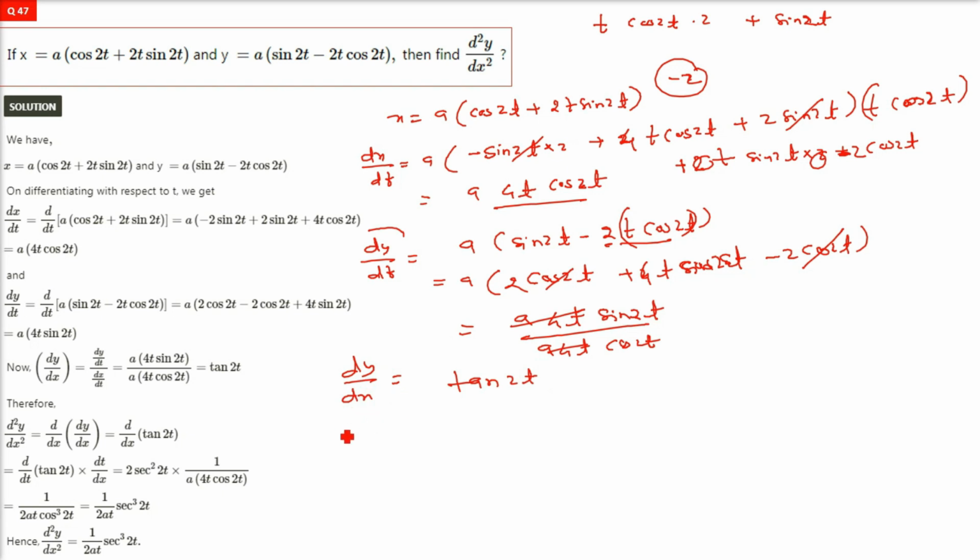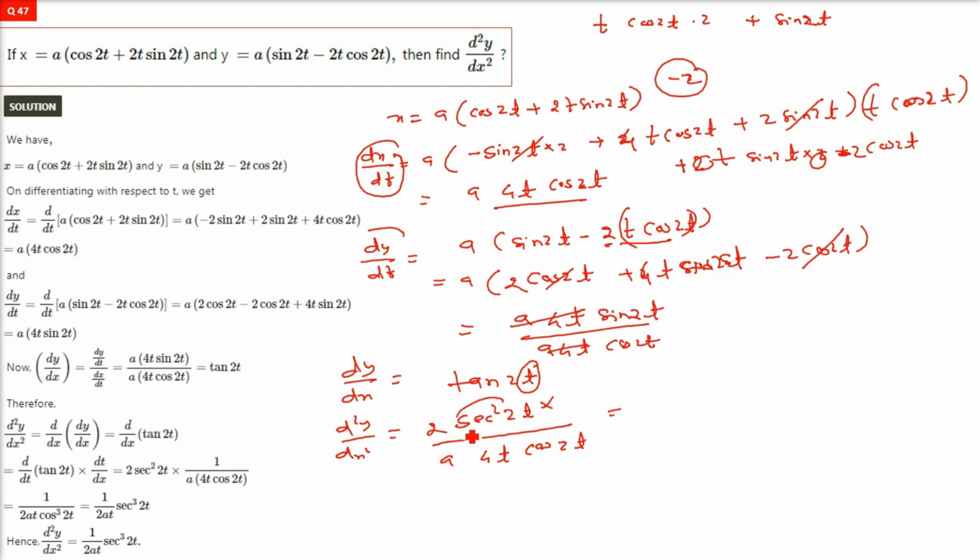Next one is d2y by dx2, that is the differentiation of this one. Tan 2t, you already know it is going to be sec square 2t, and differentiation of 2t is going to be 2. So this gives you 2 sec square 2t, but you are differentiating with respect to x, not with respect to t. So when you have a t on the right hand side, you have to include dt by dx also. We already know dx by dt, which is computed to be 4at cos 2t. You just have to divide by it, because you have to write it here as dt by dx.